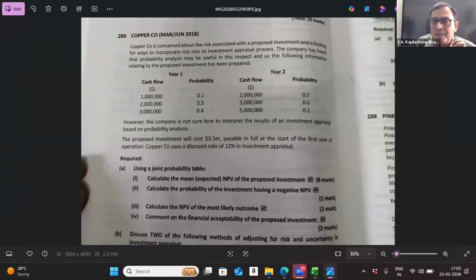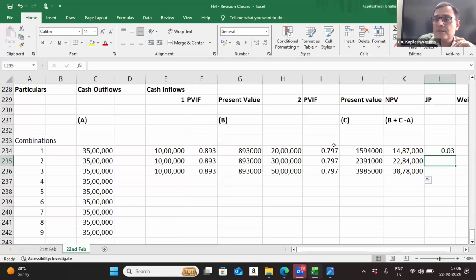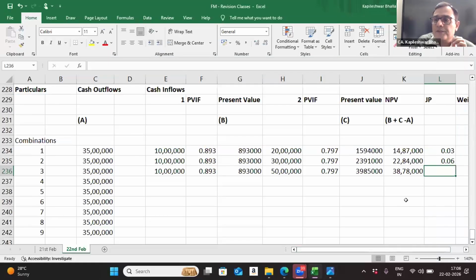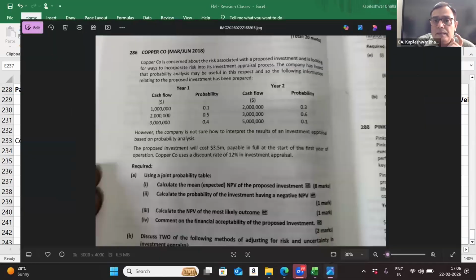So joint probability for the second combination, I think let's get the answers from your side. So what is the joint probability for the second combination? 0.1 and 0.6, that's 6%. That's right. So this is going to be 0.06. And the joint probability for the next combination is, that's 0.01. Correct. So this is done. Then now let's go further. Now let's see the next combination.